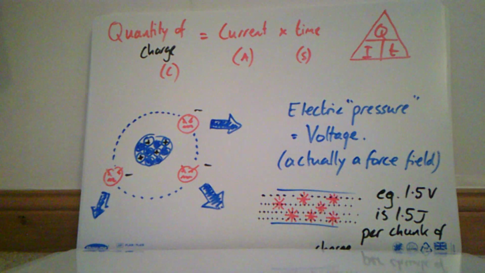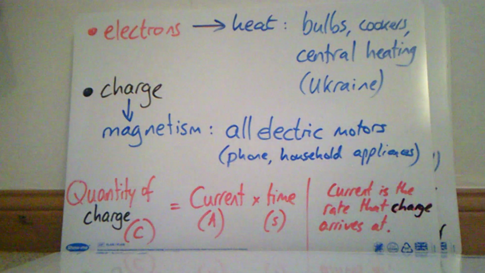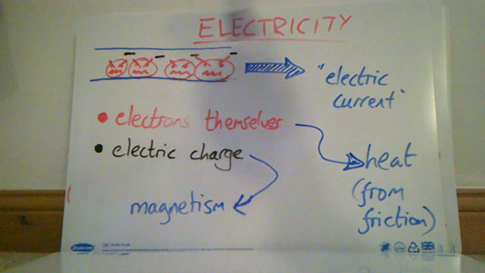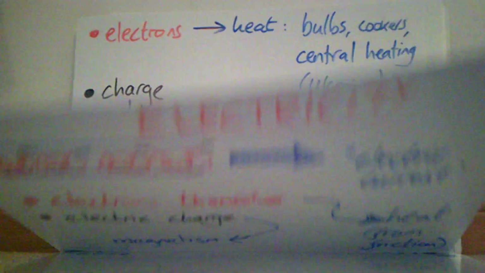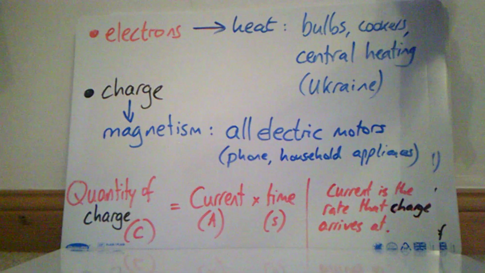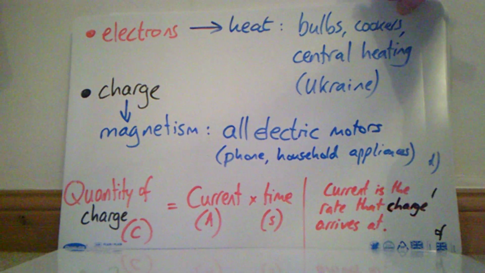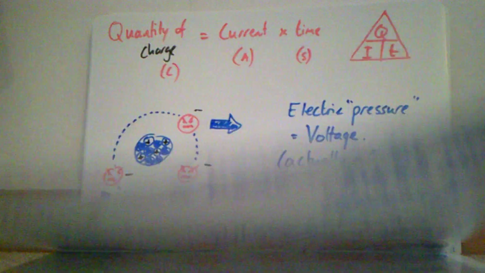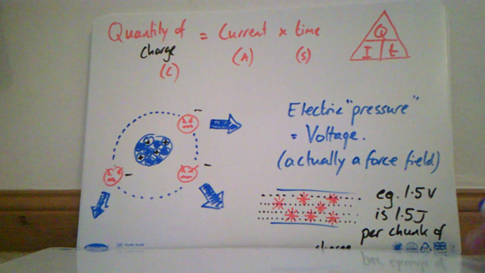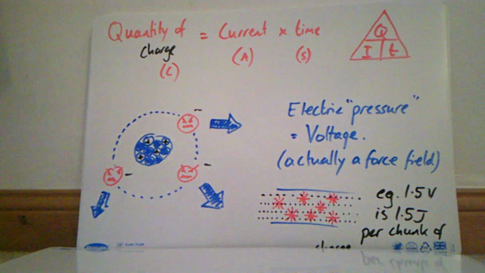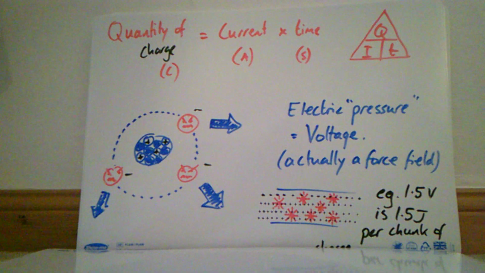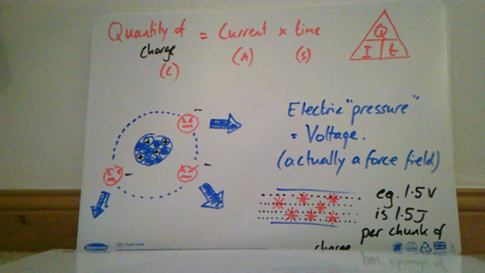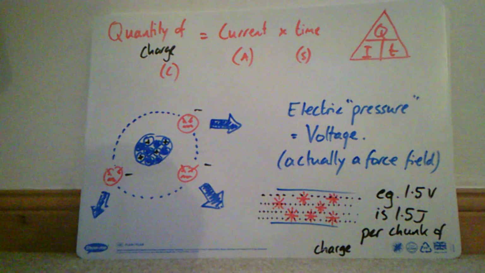So if you want these electrons to be pushed away to move down a wire, like in that picture, then there's got to be some sort of electrical pressure to push away those electrons, and that electrical pressure is called a voltage. A voltage, electrical pressure, is actually an electric force field. So anything with electric charge has its own little electric force field.